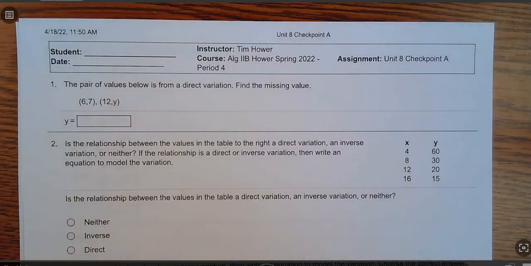Right, so here are the checkpoint A corrections. If you need help with any of these, obviously you can fast forward if you don't need the first one, or you can fast forward to the one you need. So I'm going to go through all these.